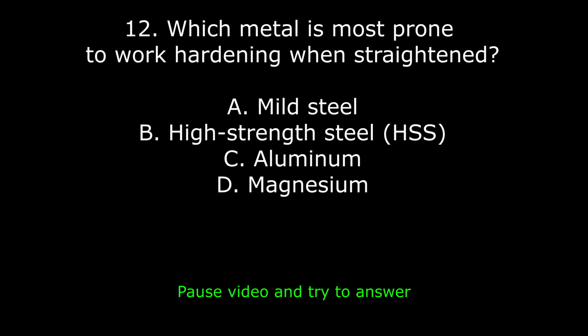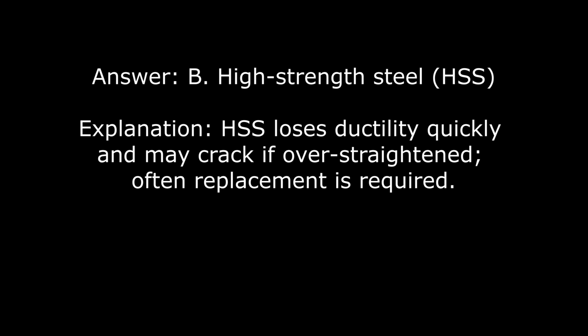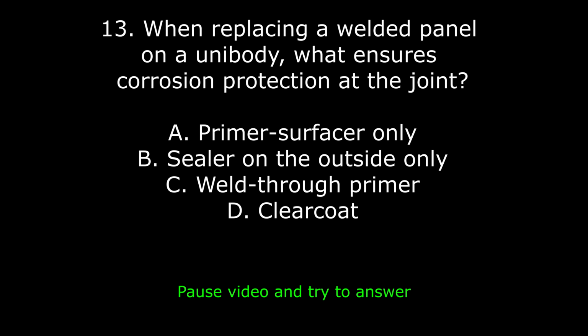12. Which metal is most prone to work hardening when straightened? A. Mild steel. B. High-strength steel, HSS. C. Aluminum. D. Magnesium. Answer: B. High-strength steel, HSS. Explanation: HSS loses ductility quickly and may crack if over-straightened. Often replacement is required.